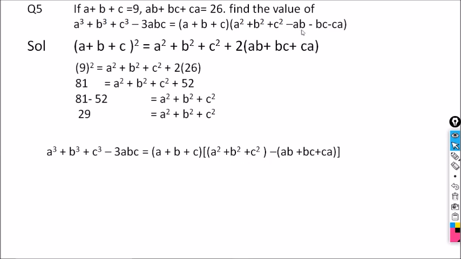By taking minus common from this expression, we get ab plus bc plus ca. By substituting all the values, now we have the values of all the expressions here: 9, 29 and 26. Finally, substituting, we get 27.